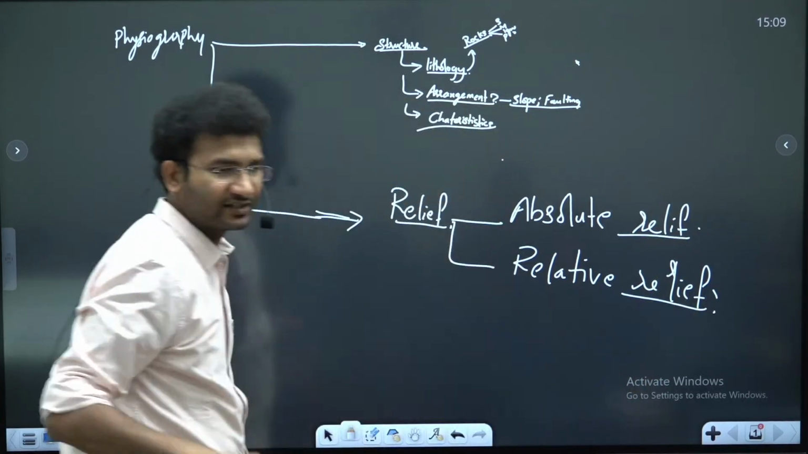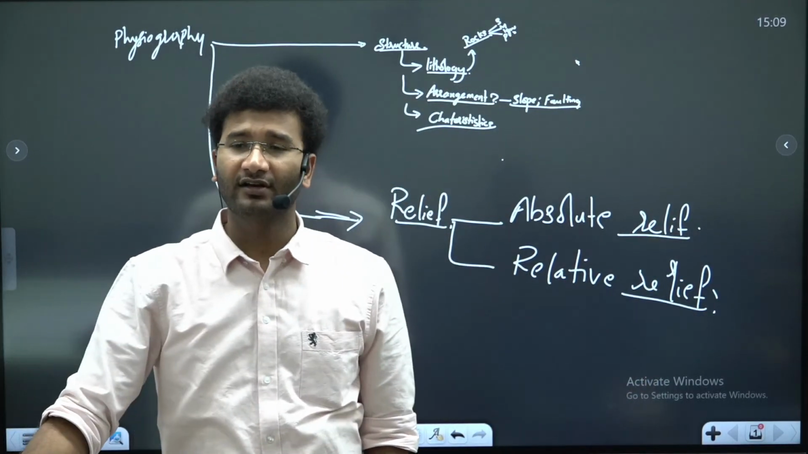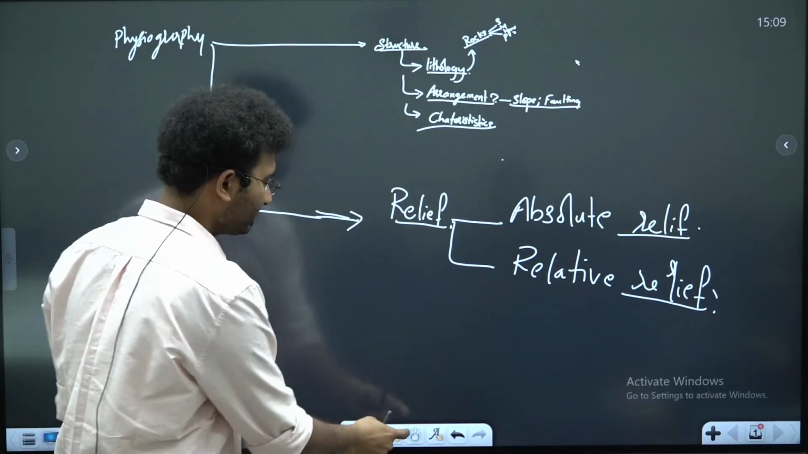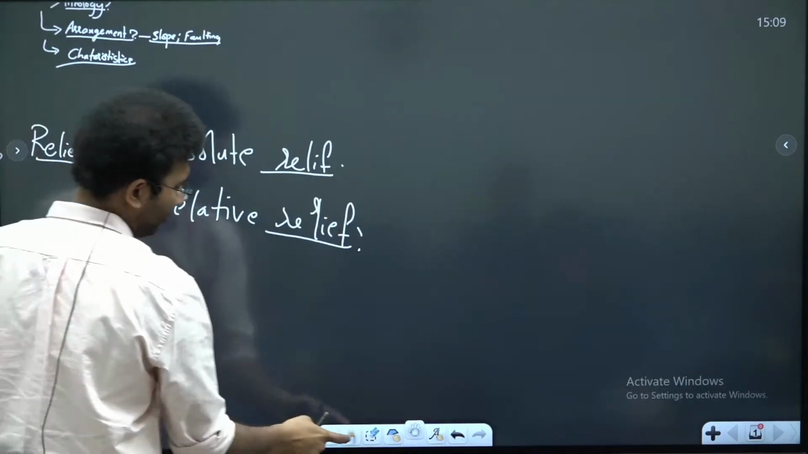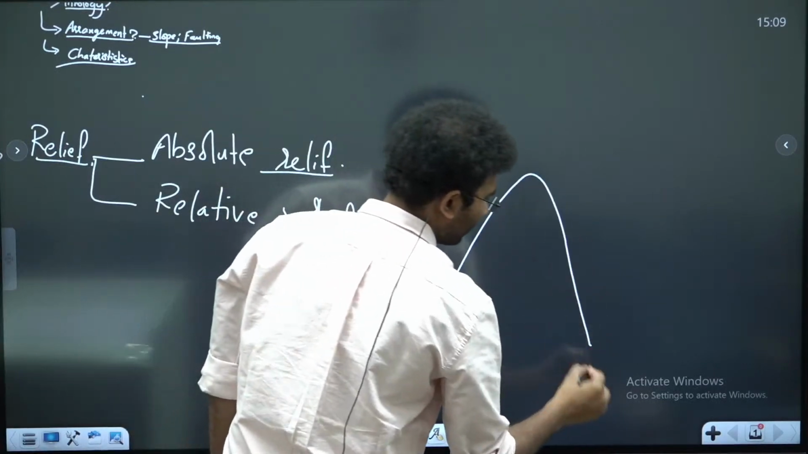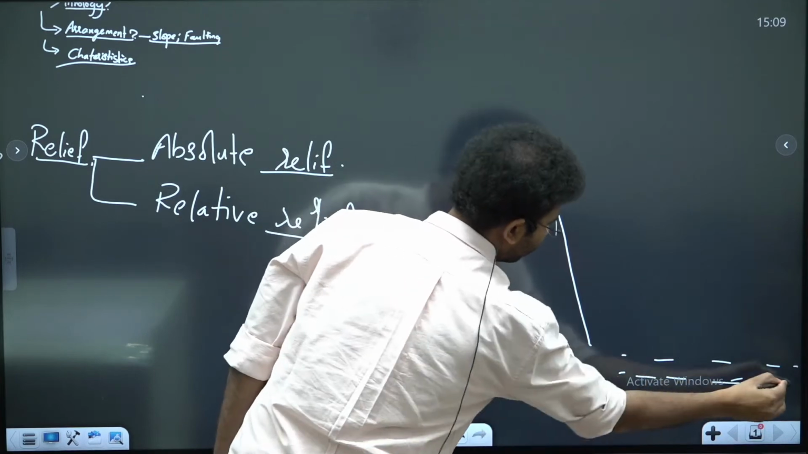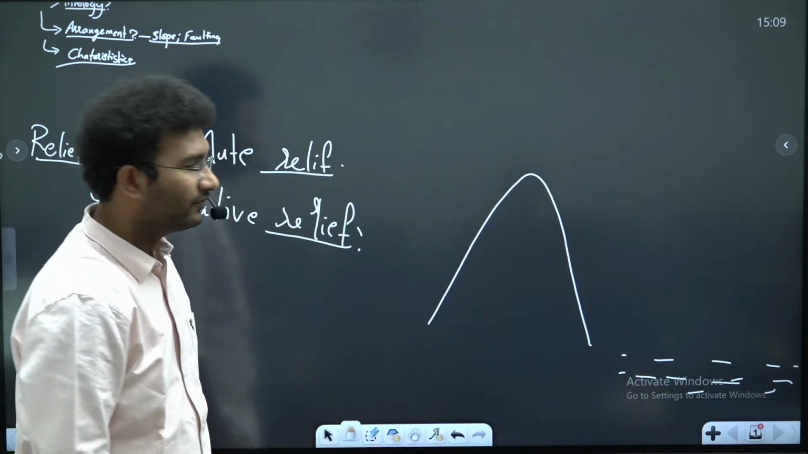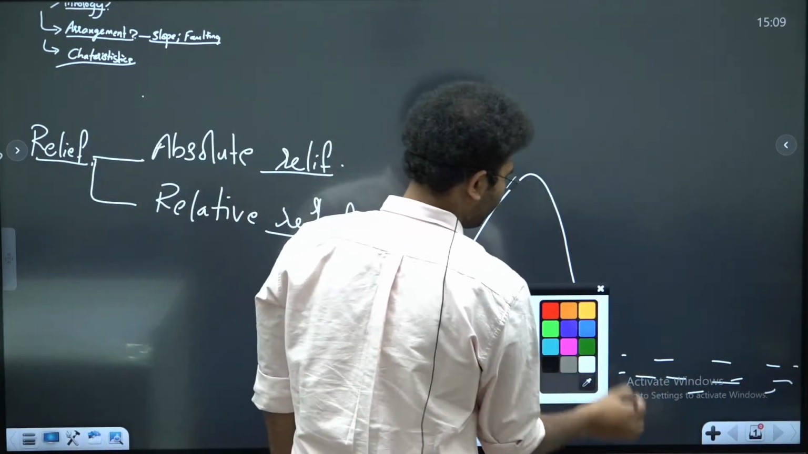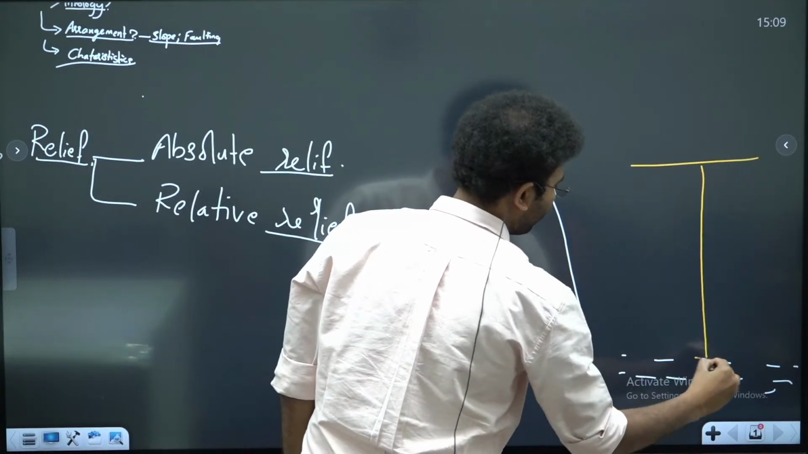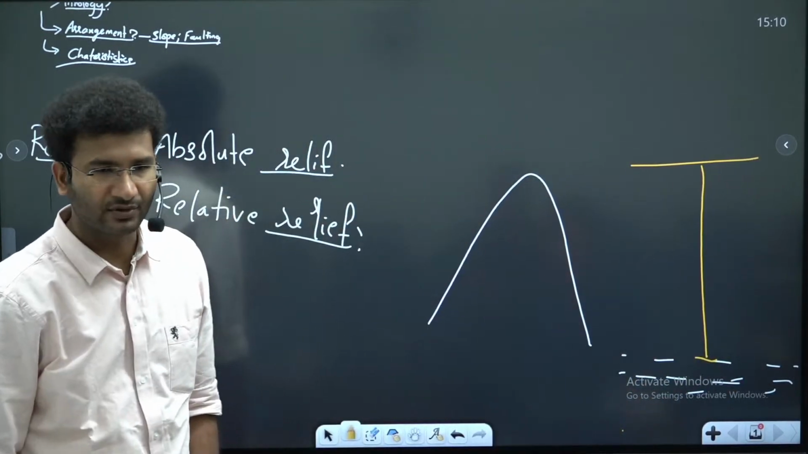Again, you need to know about this word. Absolute relief or relative relief. Absolute relief is nothing but, suppose you have a mountain. Imagine this is a mountain and this is your sea level. So the relief of this mountain is nothing but the height from the sea level. This is called absolute relief.